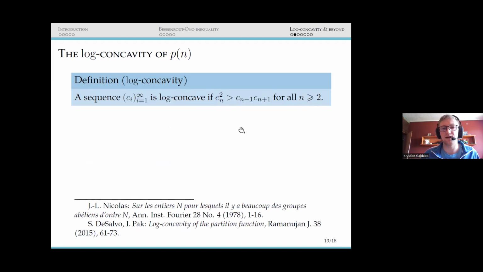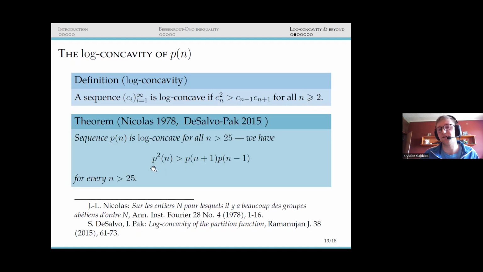It turns out that the classical partition function is log-concave for all n greater or equal than 26. So I asked myself whether a similar property holds for the restricted partition function. And the answer is: it depends. Sometimes it holds, sometimes it doesn't. So in order to gain some intuition, let us consider a few examples.